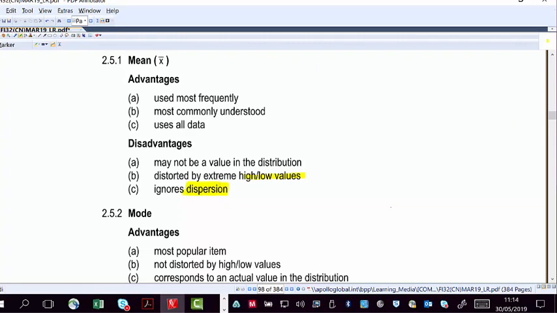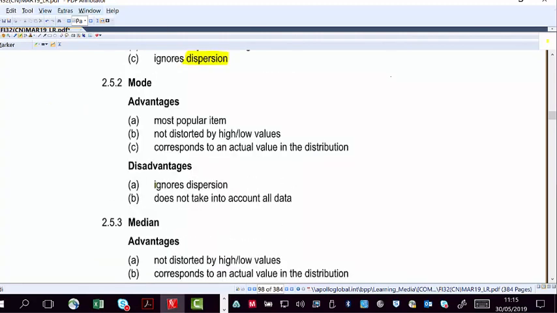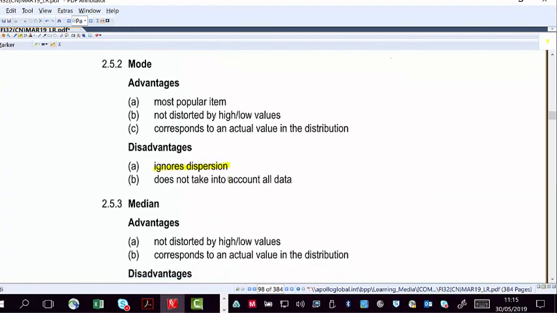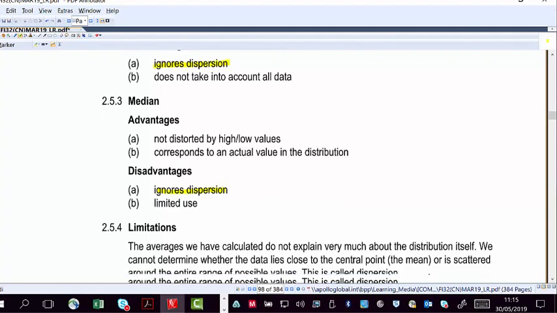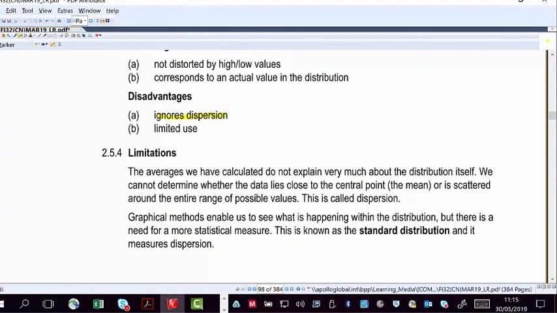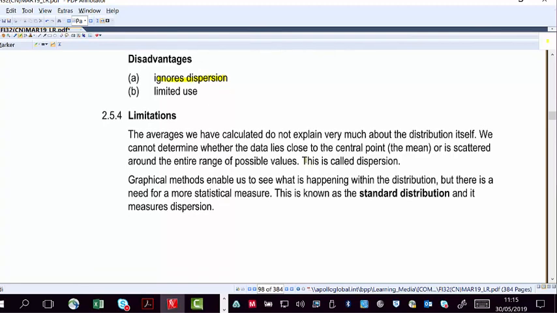And we can see that the fact that it ignores dispersion is a disadvantage of the mean, the mode, again it says it ignores dispersion, and the median as well, it ignores dispersion. So it's actually quite useful to define dispersion firstly here. So we'll see that we have a definition of dispersion in your notes, and it's a limitation, as we said, or a disadvantage of the mean, the mode and the median.